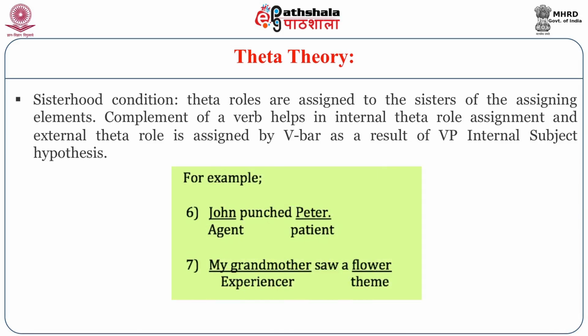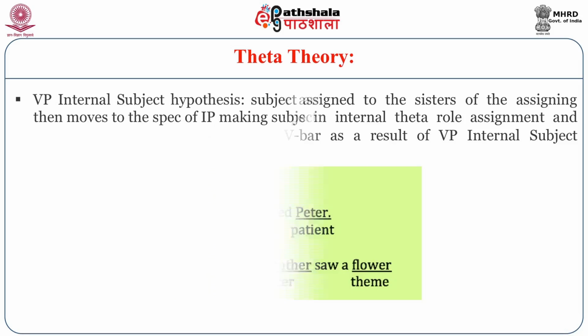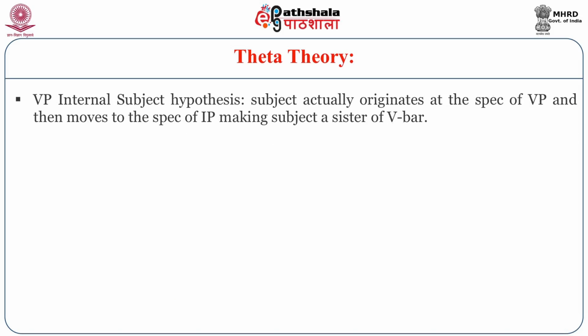For example, John punched Peter. John over here is agent and Peter is patient. My grandmother saw a flower. Experiencer over here is grandmother. The experiencer is there to see a flower, and flower becomes the theme. So the VP internal subject hypothesis shows that the subject actually originates at the spec of VP and then moves to the spec of IP, making the subject a sister of V bar.